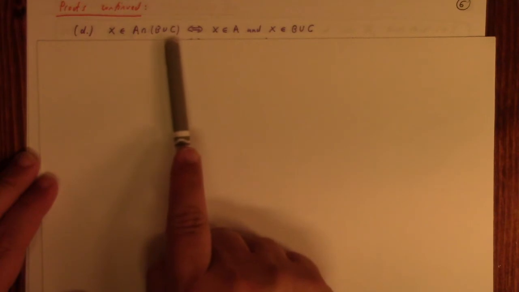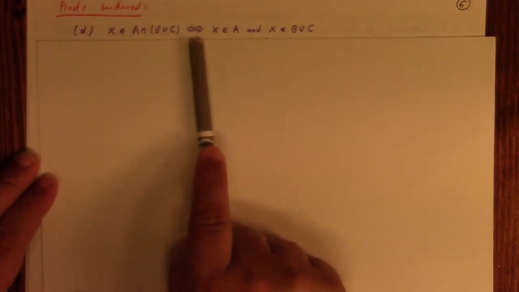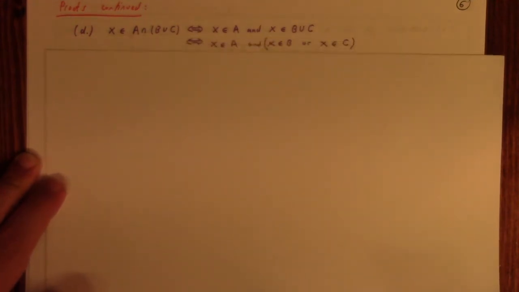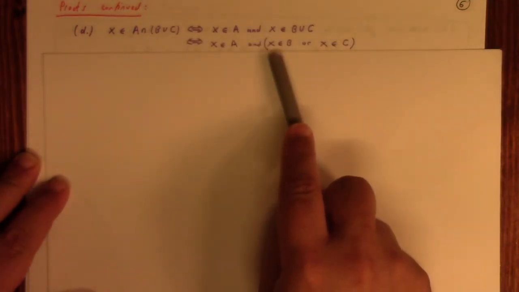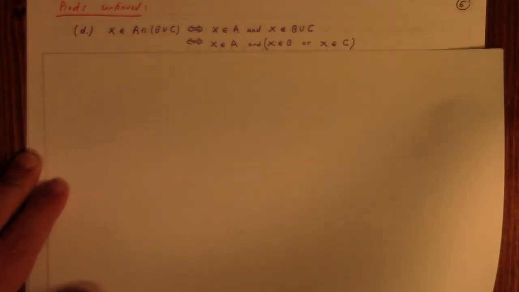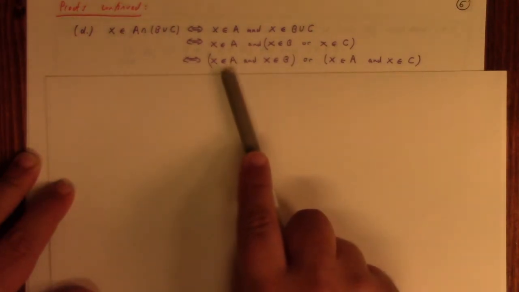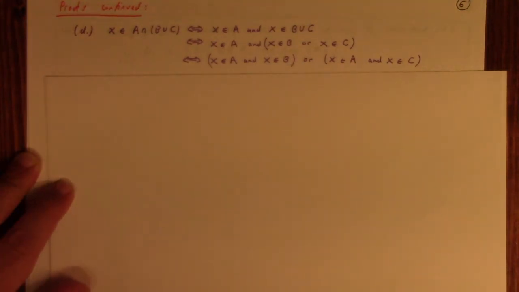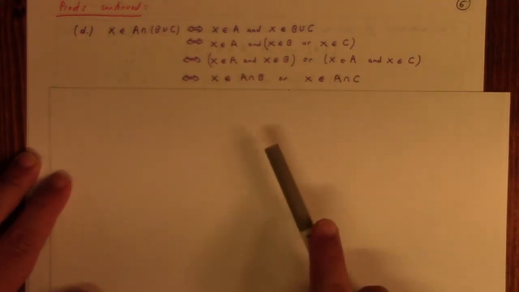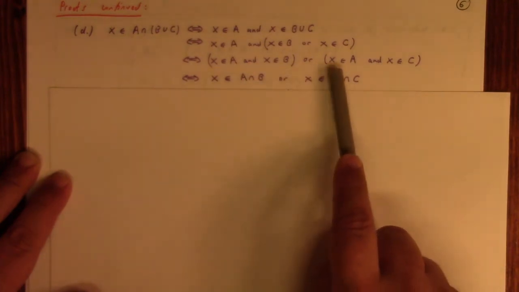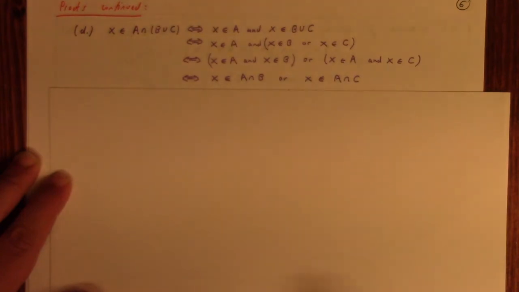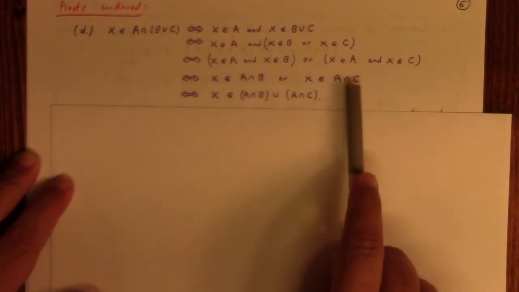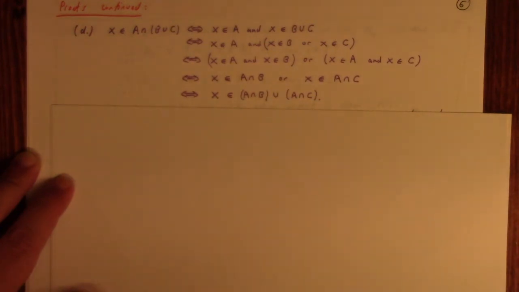X is an element of A intersect B union C if and only if X is an element of A and X is an element of B union C, and that is logically equivalent to X is an element of A and X is an element of B, or X is an element of C. And that is logically equivalent to X is an element of A and X is an element of B, or X is an element of A and X is an element of C. And that is logically equivalent to X is an element of the intersection of A and B, or X is an element of the intersection of A and C. And that is logically equivalent to X is an element of the union of this and that, since X is either in this or in that. I said either or, but I really just mean or. All right.